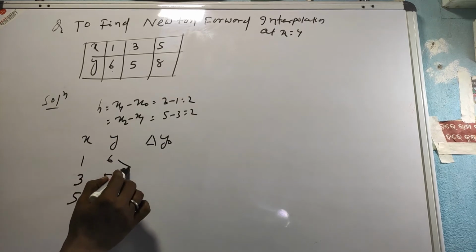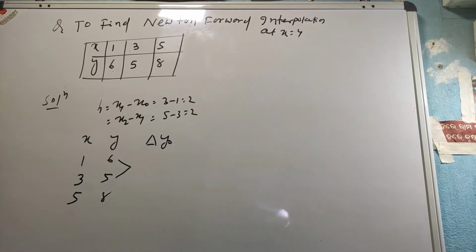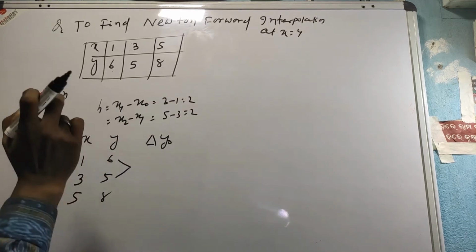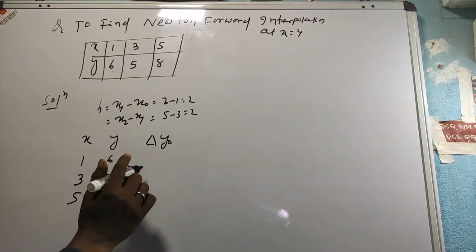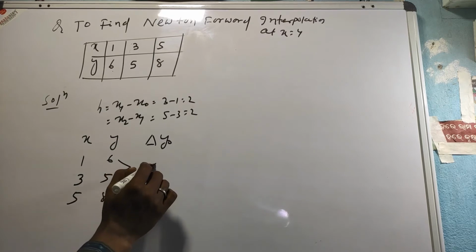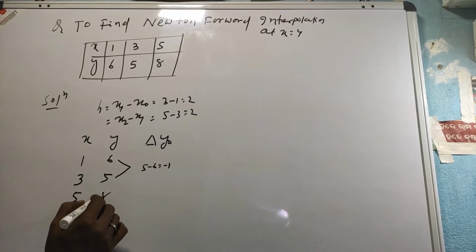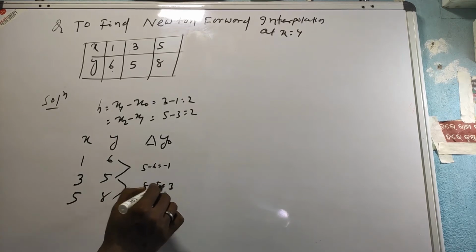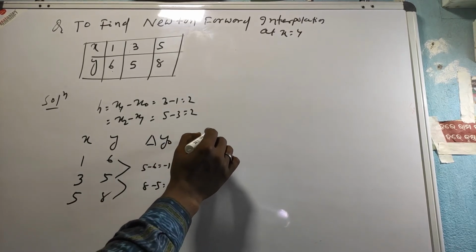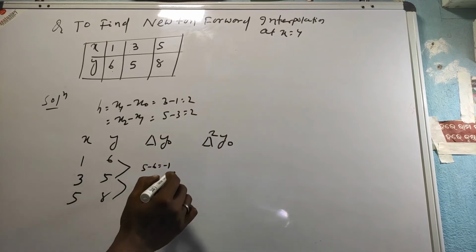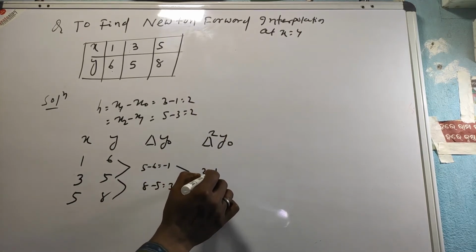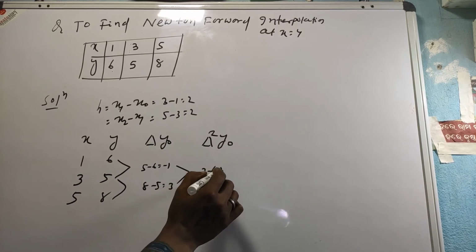In case of forward interpolation, first of all we take the higher digit minus the lower digit. This is 6 minus 5, that is 1. Then 8 minus 6, that is 2. Then next del square y0, similar things. So 2 minus 1, that is 1.